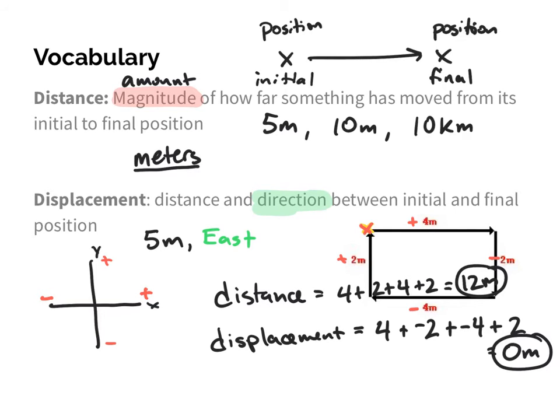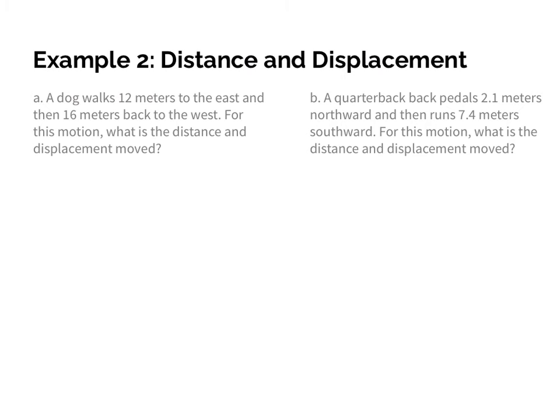All right, so let's do a similar example without the diagram. So I have a dog that walks 12 meters to the east, 16 meters back to the west. I want to know what is the distance. I'll show this in red. And what's the displacement? I'll show this in green. So the distance, I'll just label D for distance. I'm just simply going to add those up. 16 plus 12, which gives me 28 total meters. So that would be my distance.